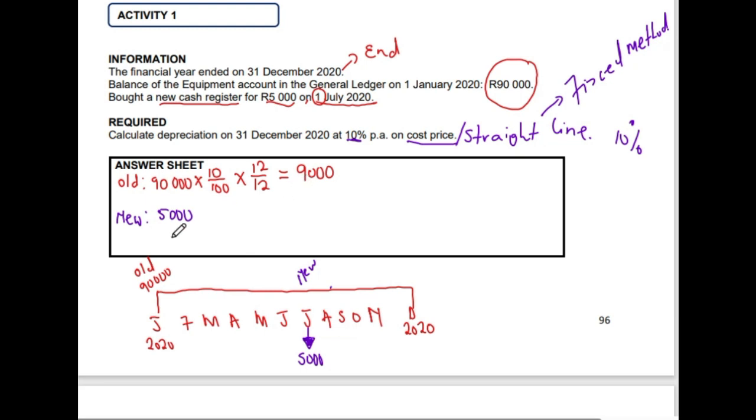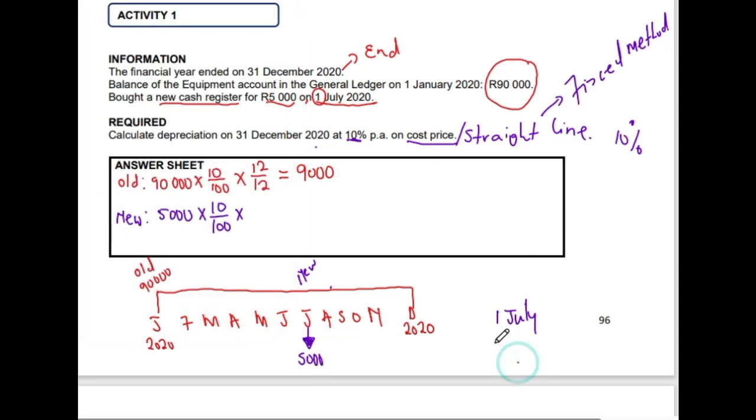So now guys, let's continue calculating depreciation for the new equipment in the business. We are also going to apply the percentage. Since it's on cost, it's multiplied by 10 divided by 100 multiplied by the months in which this new equipment will be available in the business. So guys, I was telling you that it is very important that you know your dates. If we bought the equipment on the 1st of July, meaning the equipment will be available from the 1st of July.